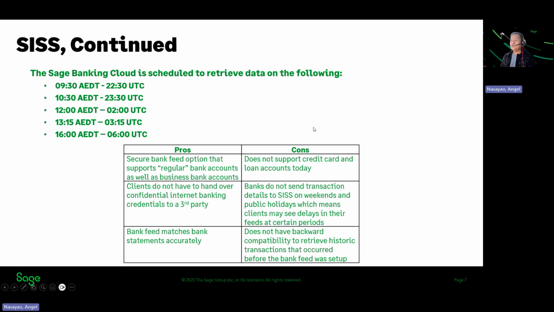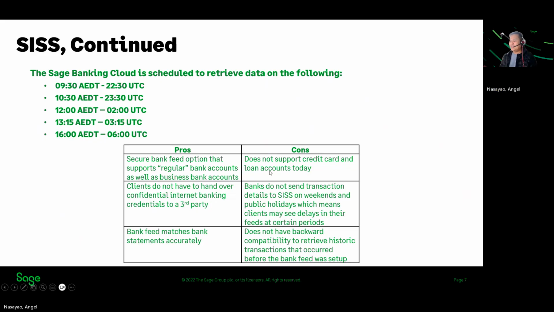All right, so just to give you the pros and cons when using SIS, as I mentioned earlier, SIS is a common aggregator for the major banks, particularly in Australia. So we have the pros here. It's a secure bank feed option that supports regular bank accounts as well as business bank accounts. On the other side, SIS doesn't actually support credit card and loan accounts at the moment. Also, clients don't have to hand over confidential internet banking credentials to a third party, because you just have to do the connection, and you don't need to provide online banking details when you establish the connection for the bank feed through SIS.